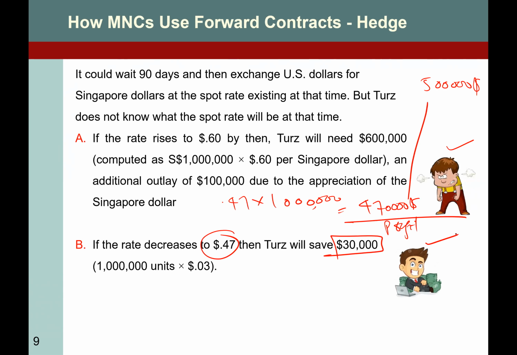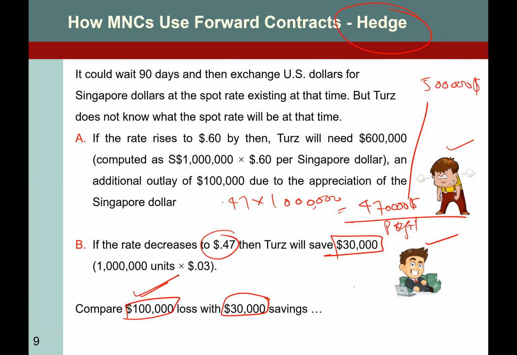Wow, very smart, right? But compare the $100,000 loss with the $30,000 saving. Now you will understand what it means to hedge against currency movement. You see, when appreciation is huge, you will be losing $100,000. When there is a depreciation, you will be saving. So you can compare this one, right?